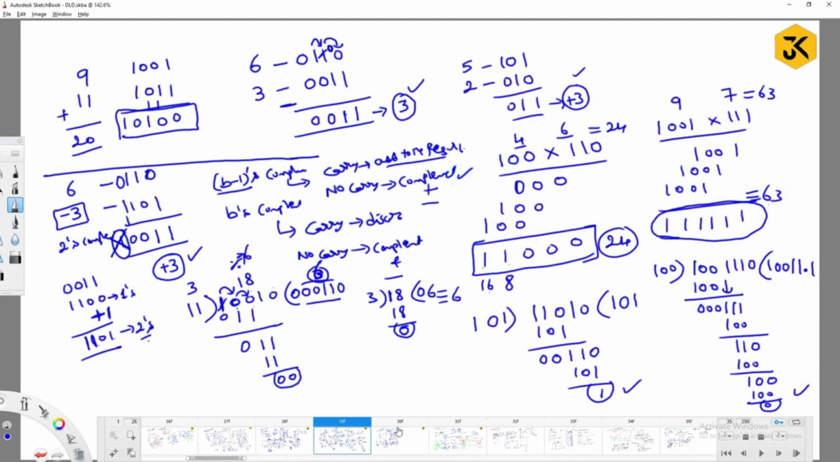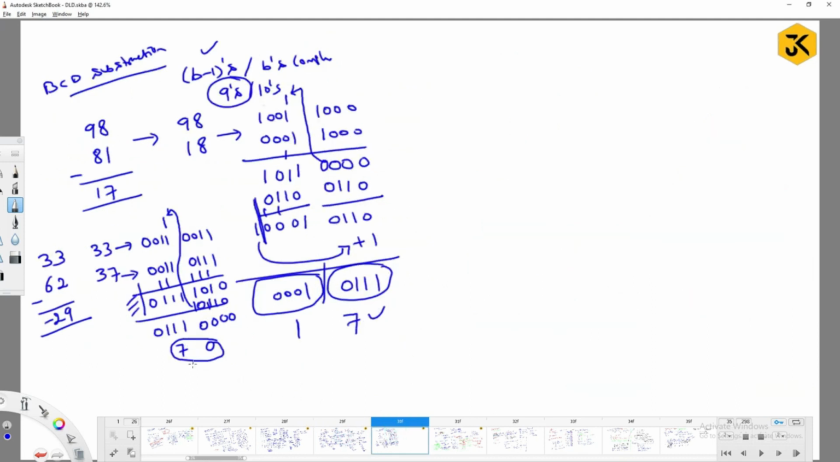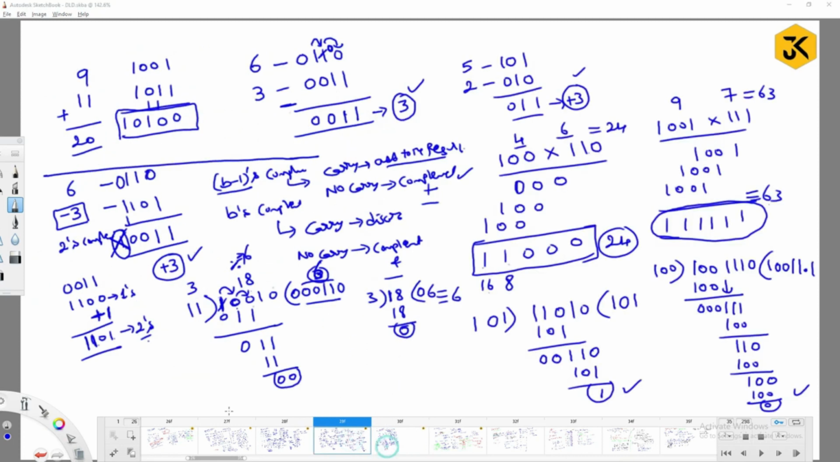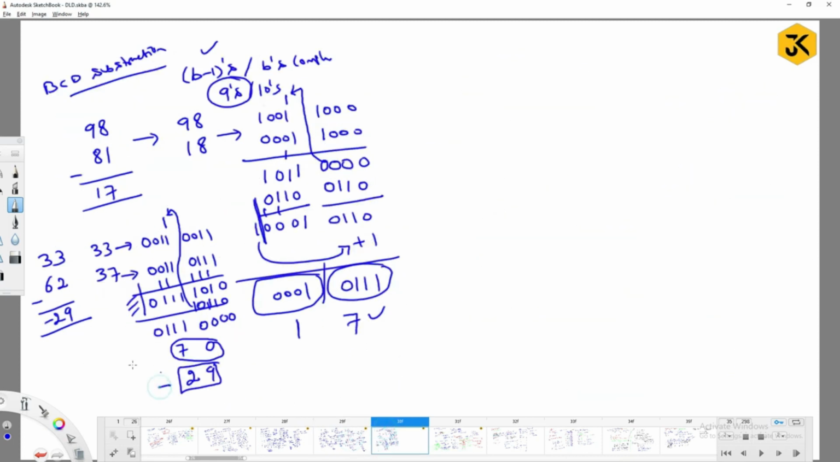You have to take out its complement. What is the complement of 70? The complement of 70 is 99 minus 70, that is 29. For this, you have to add a minus sign. Now these two are equal. This way you can perform BCD subtraction.